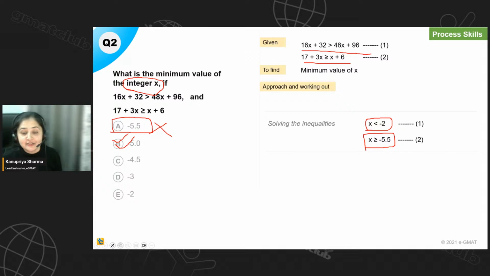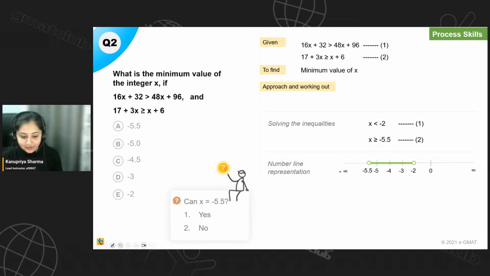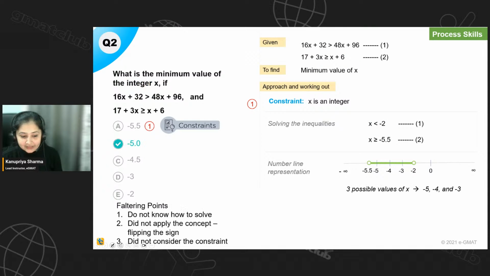Just solving questions will not help you improve unless you learn from each question that you are solving. Whether you get to the correct answer or to the incorrect answer, you should try to learn something from each question. And that is how you will improve your score very soon. All right. So the correct answer here is choice B. And again, you can take a note of where you faltered and take the corrective action accordingly.